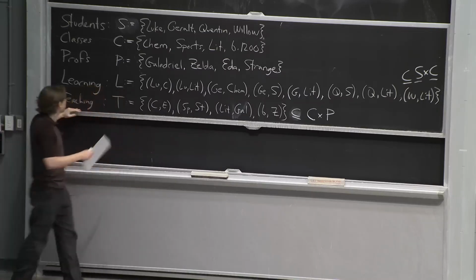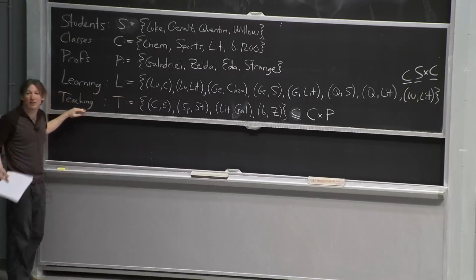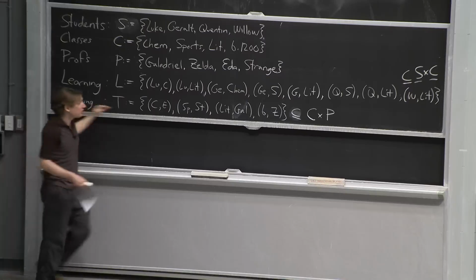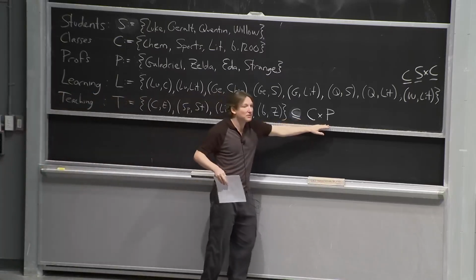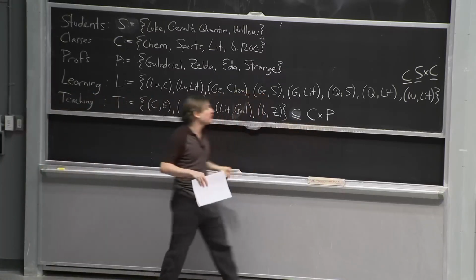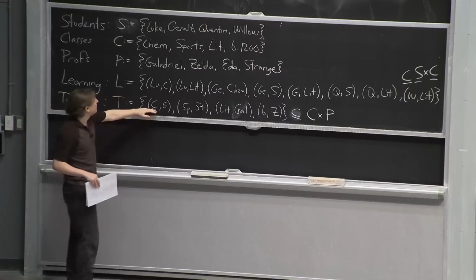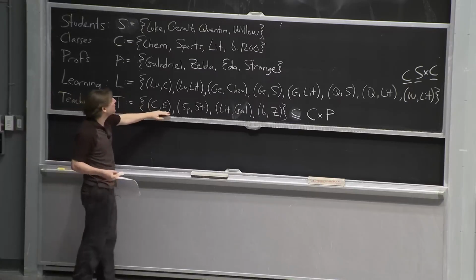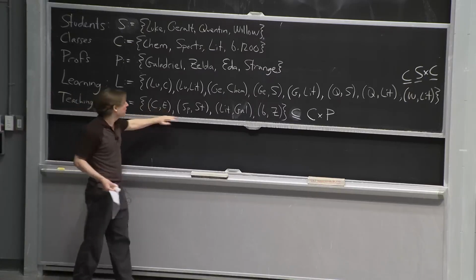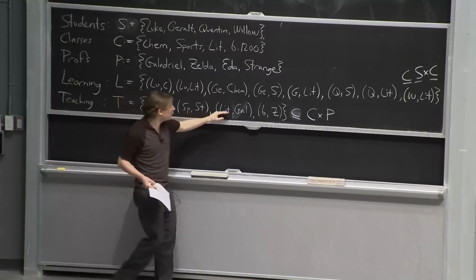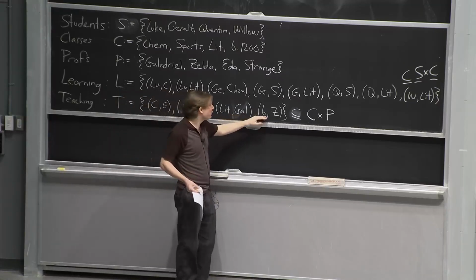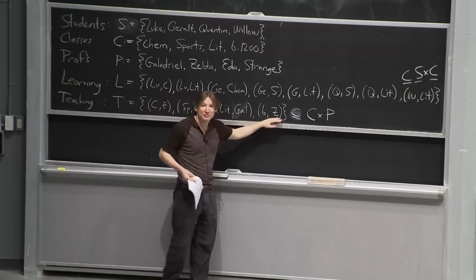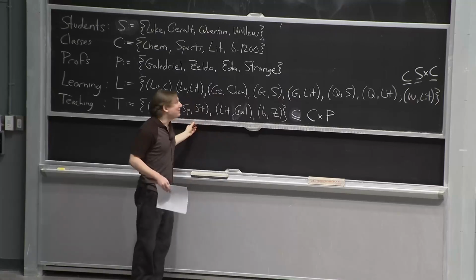Likewise, here's another relation. Which classes are being taught by which professors? So this is a subset of classes times professors. And it's saying that this class, chemistry, is being taught by this professor, Ada. Sports is being taught by Strange, lit by Galadriel, and 61200 is being taught by Zelda.